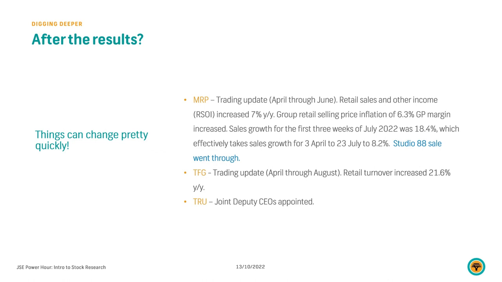Then after you've analyzed the results, it's extremely important to look at what has happened since, because a lot can change from when a company releases results. For example, Mr. Price has a March year end. So a lot has happened since March, right? They put out a trading update, I think it was in July. They said for April to June, retail sales increased by, I think it was about 7%. It was slightly disappointing. It's definitely a slowdown from the previous week, but they have seen sales growth accelerating, which is always a good sign.